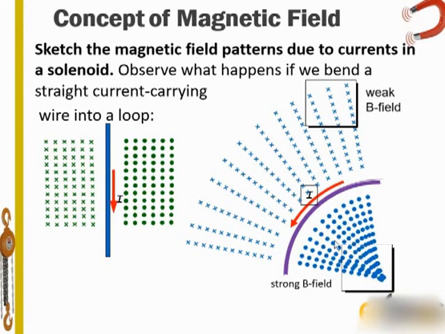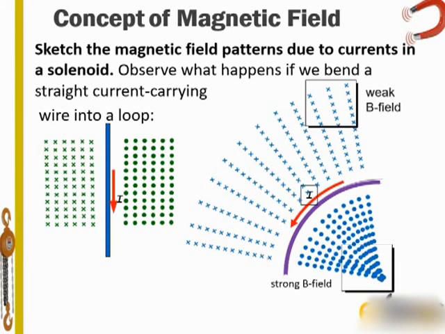So in other words, the magnetic field is stronger in the center of the loop that you've made by bending the wire than it is on the outside of the loop. And hopefully you should be able to see that from the diagram on the right-hand side. So we've seen what a magnetic field pattern looks like in relation to a looped wire.